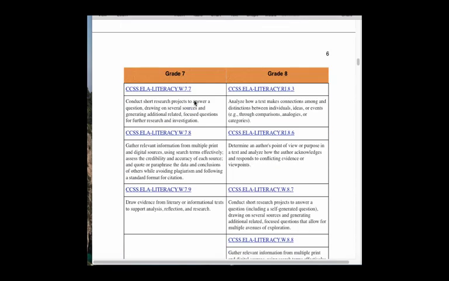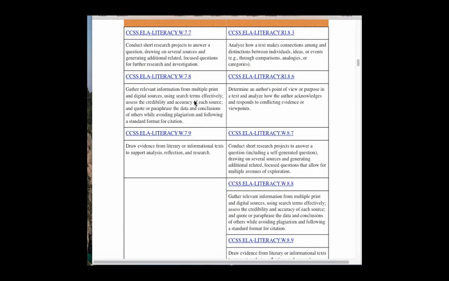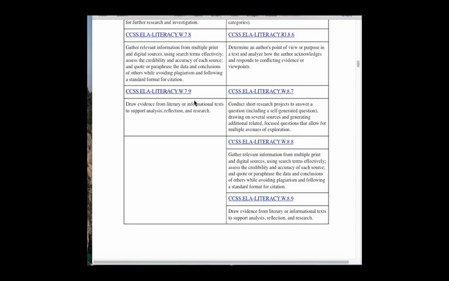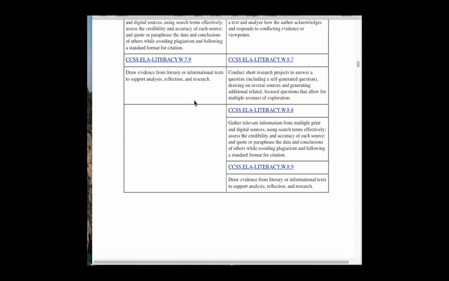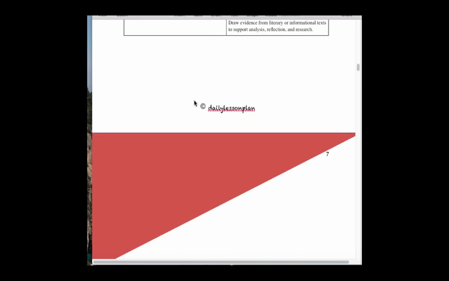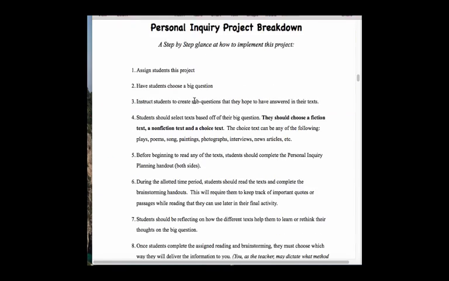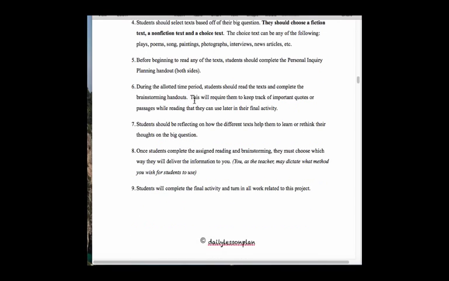So if your state or your school system subscribes to that, then that's great. And if not, most of the Common Core standards, at least from my own experience, are very similar to the standards in some of the states that haven't adopted it. So in most cases, they're going to be pretty similar to the ones that you may have in your school or district or county. Then we move into teacher materials, and here it starts off with a step-by-step, 9 steps of how to actually implement this project.